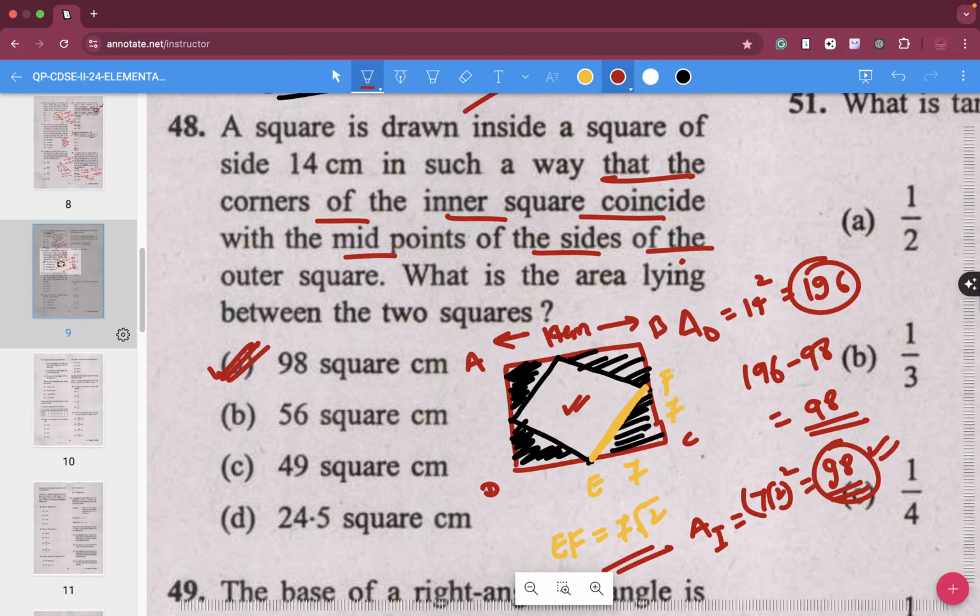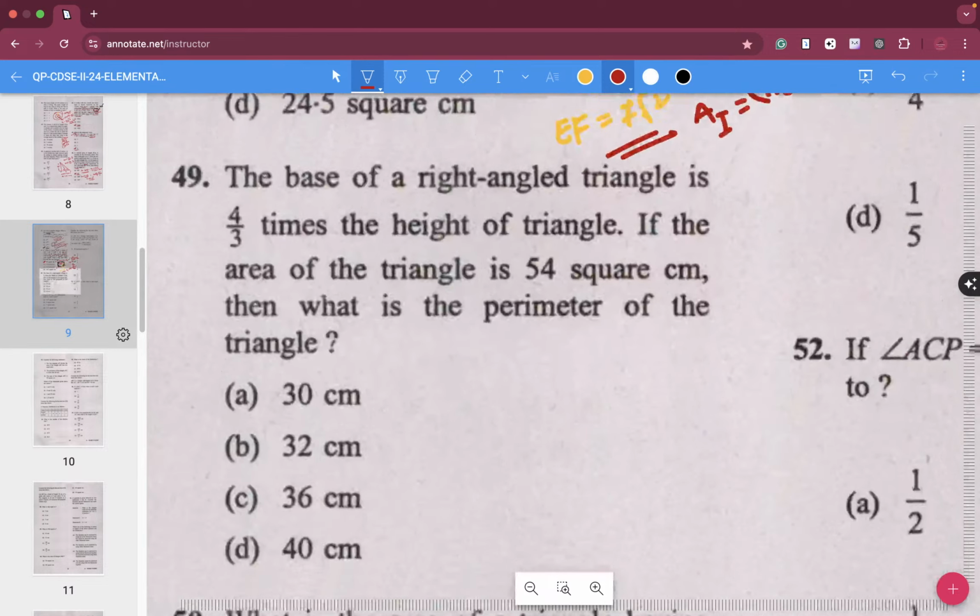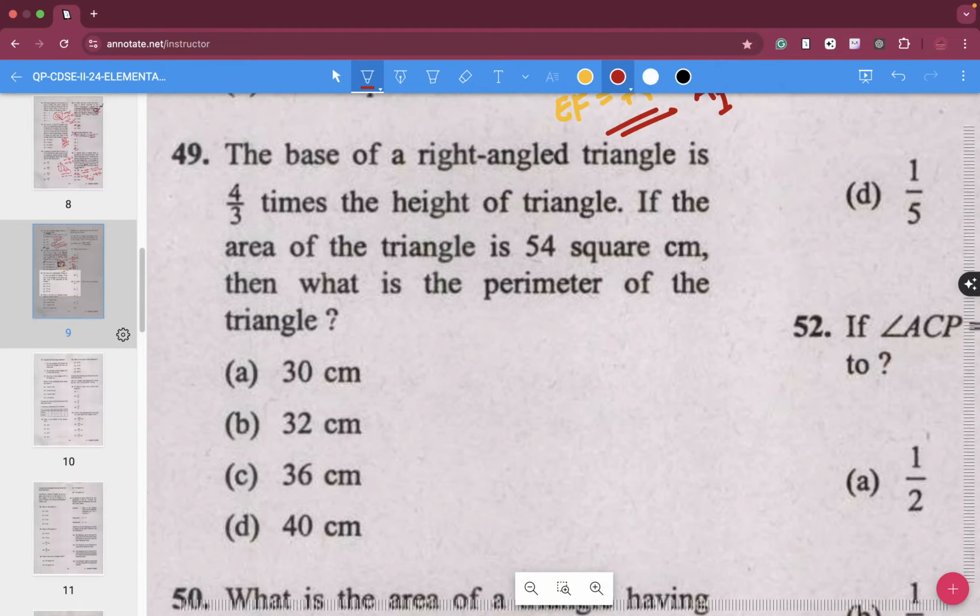Or otherwise you could have also concluded that if the area of the outer one is 196, obviously the area of the inner one will be half of it, which is 98. So 196 minus 98, again you reach the same answer, which is 98. Easy, absolutely easy.